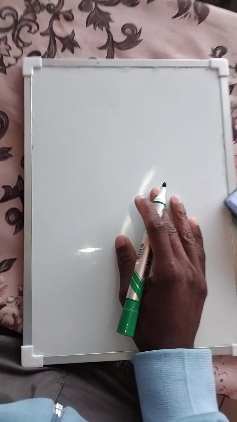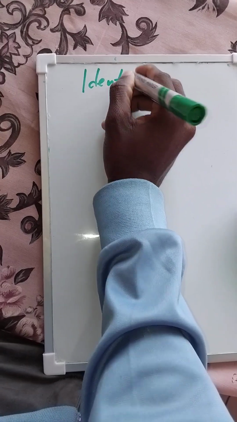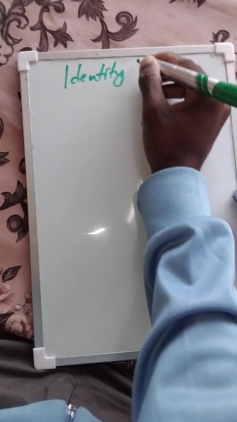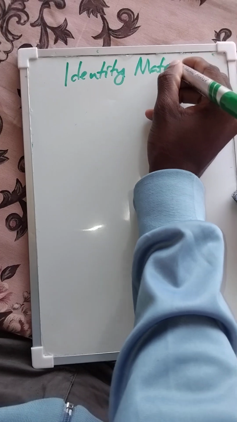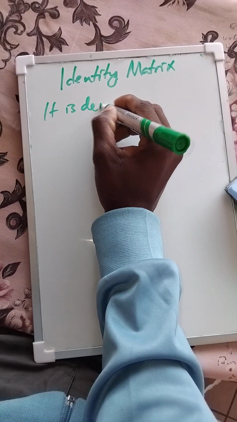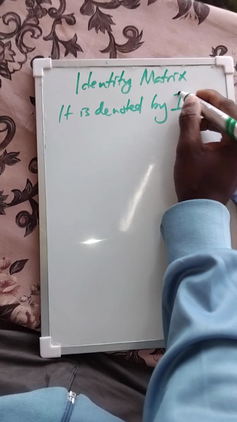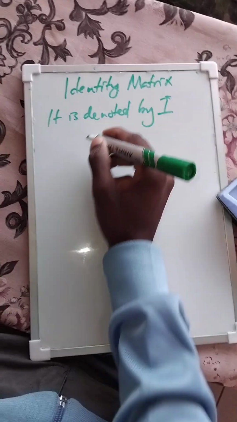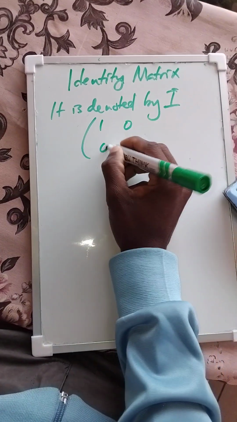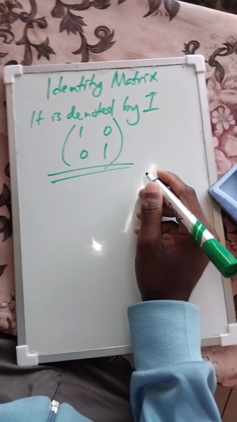Right, tiniya to identity matrix. Identity matrix. It is denoted by I. And there you go. So this is our identity matrix. Parents identity matrix.